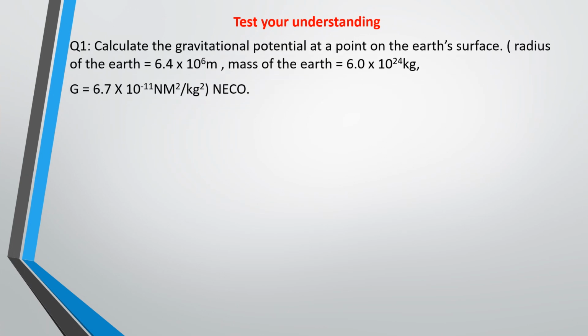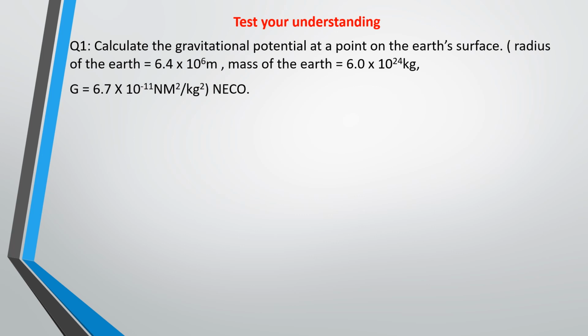So this is for your test. Please calculate the gravitational potential at a point on the Earth's surface. The radius of the Earth is this, the mass of the Earth is this. So this one is just like the one we have done just now. I don't think you have any problem in solving this. That's okay. So thank you so much for your time.